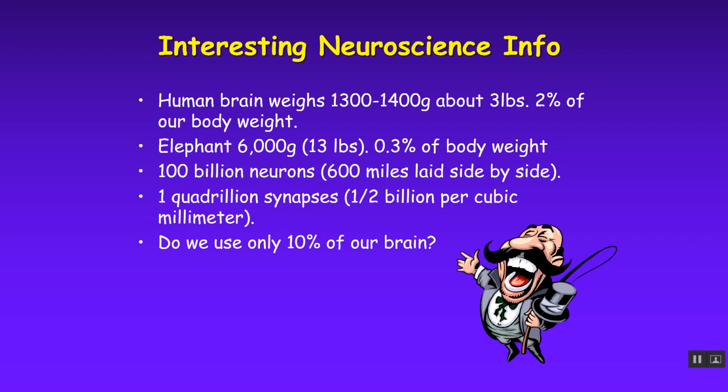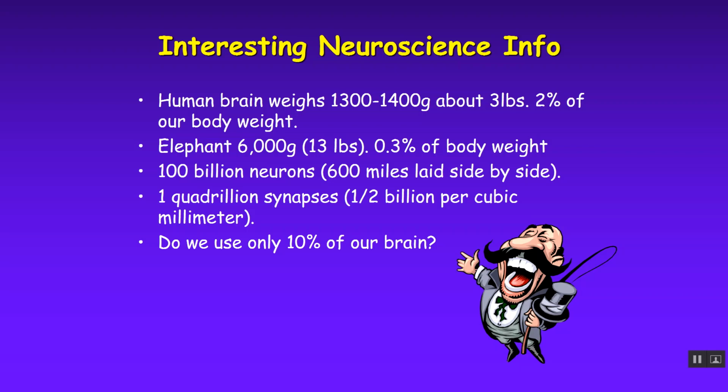So, a couple of interesting tidbits and facts. The human brain weighs about 3 pounds, about 2% of our body weight. You look at an elephant though, 13 pounds. They have a 13-pound brain, but it really is only 0.3% of their body weight. So relative to body weight, humans have pretty big brains.